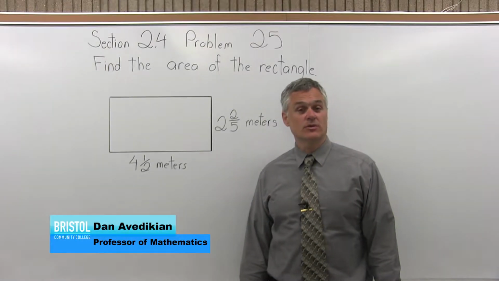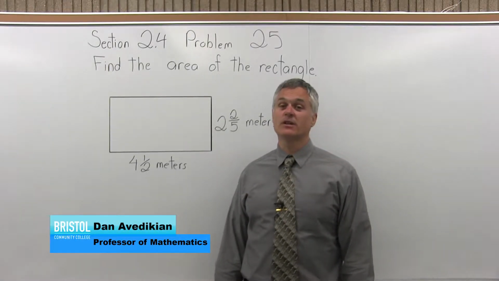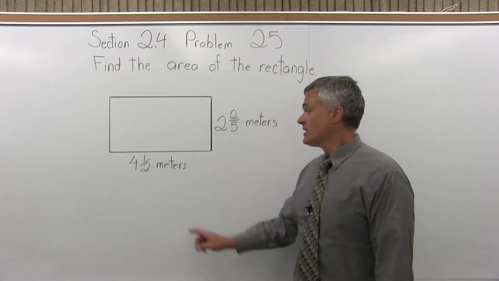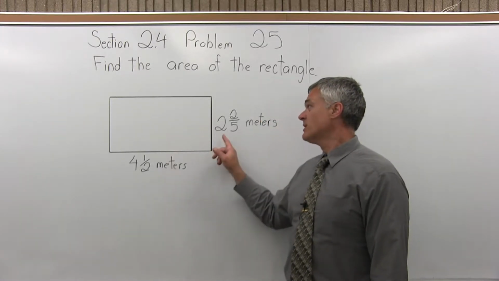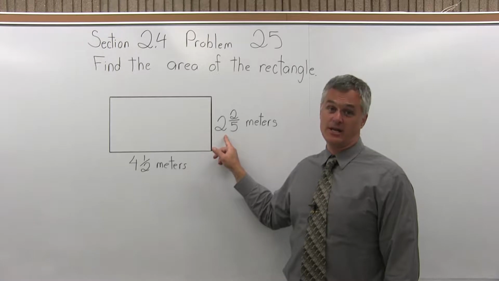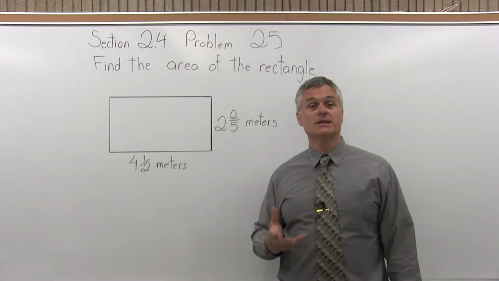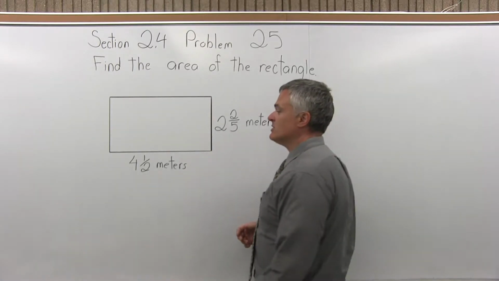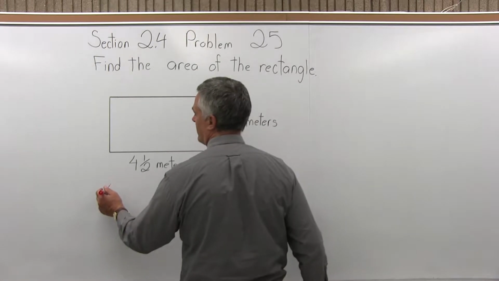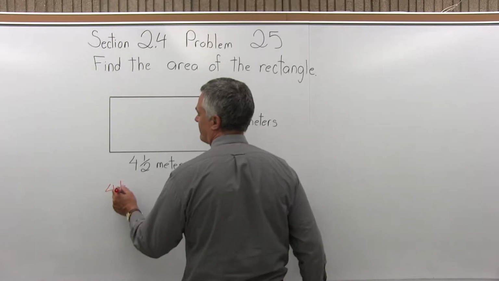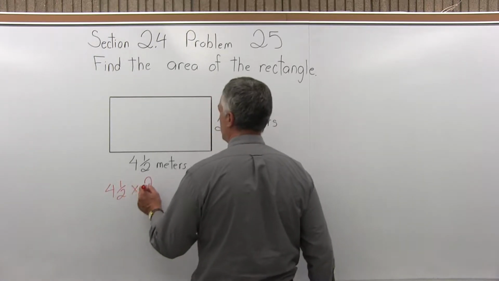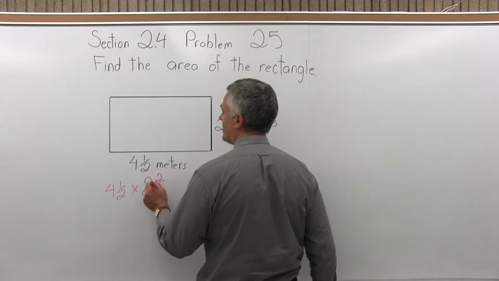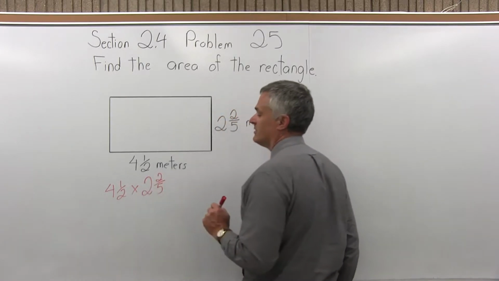This is Section 2.4, Problem 25. It says find the area of the rectangle. And we have a rectangle that's 4.5 meters across the bottom and 2 2/5 meters high. So if you remember, the area is the base times the height. So for base times height, we have 4.5 for the base times 2 2/5 for the height.